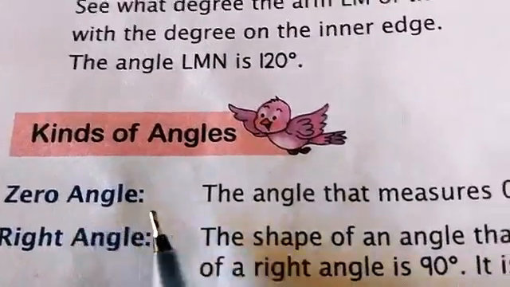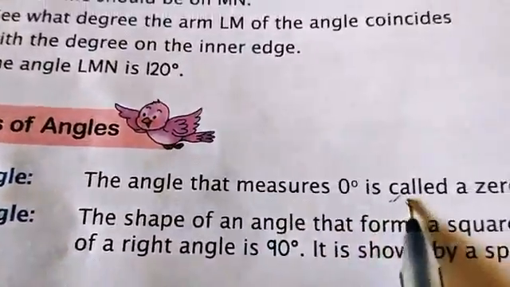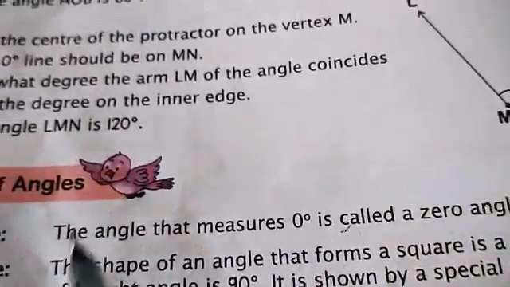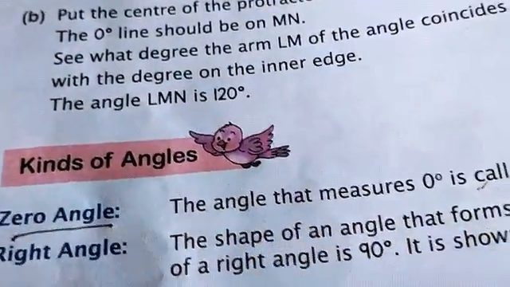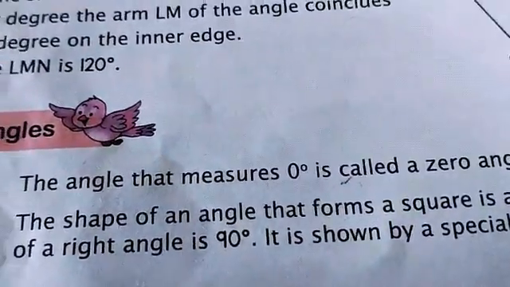This is important. Zero angle. The angle that is measured zero is called zero angle. Underline this. This is the definition of zero angle. The angle that is measured as zero is called zero angle.